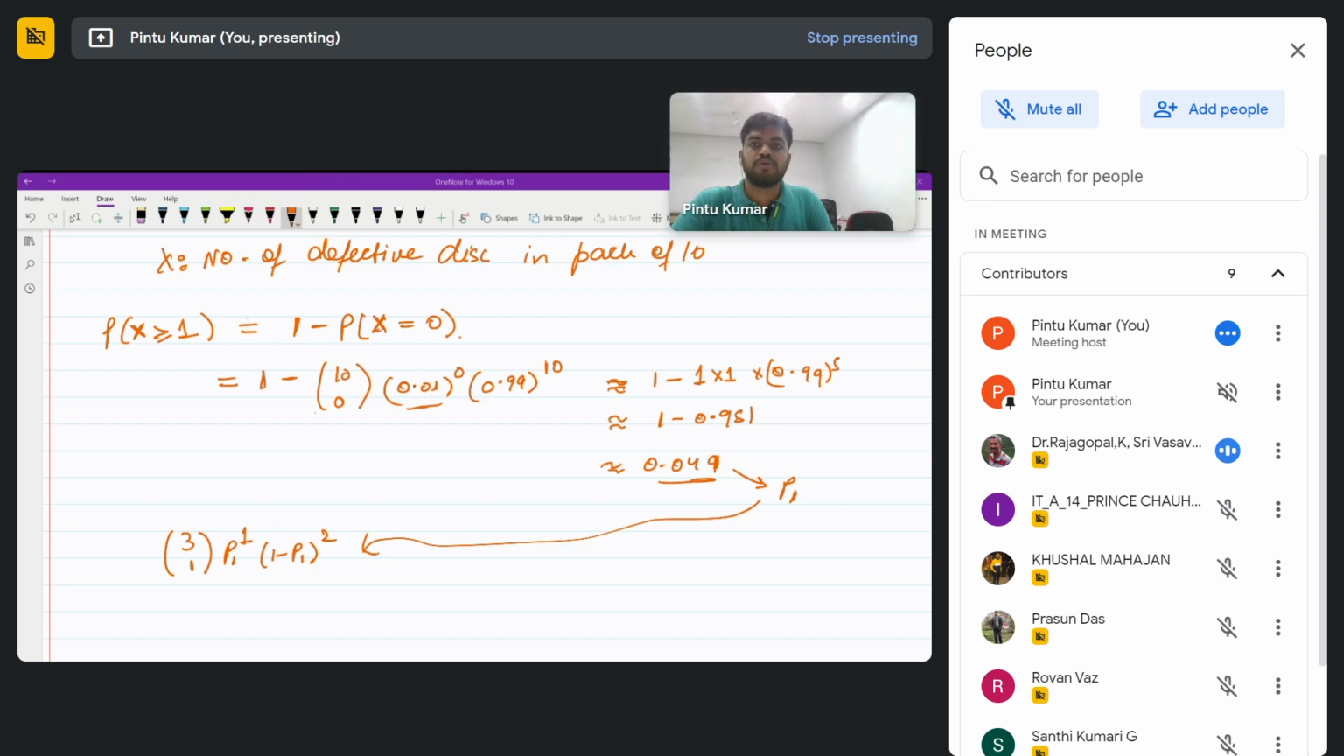Sir, in the above calculation, 1 minus of 1 into 0.99 power 5, it should be 10, I think. 10, right? Yeah. Then the value would change. Yes, sir. So then it would become 0.9043.